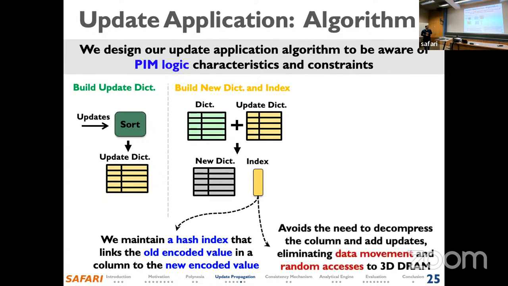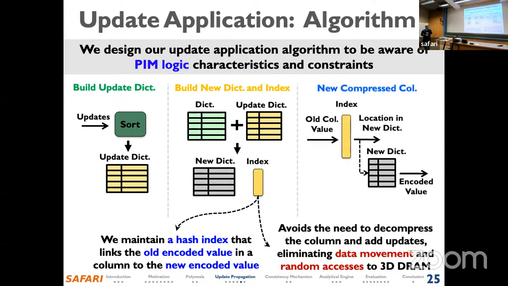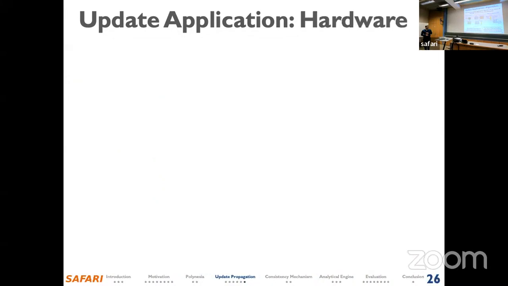This avoids having to compress and decompress the whole column, which would cause heavy data movement and random access to DRAM. And finally, we are going to recompress the data using the old value encoded and the new value encoded to this new dictionary. So again, it's quite a high-level view of the algorithm.